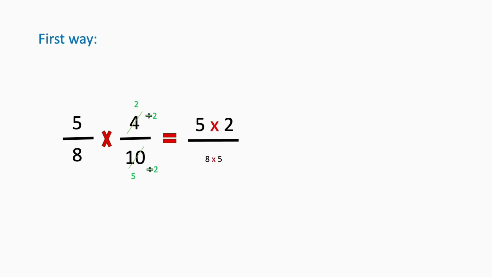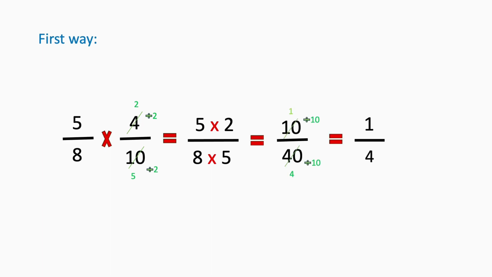Let's do the previous example in the first way. We can simplify 4 over 10 by dividing the numerator and denominator by 2. Now we have 5 times 2 over 8 times 5, or 10 over 40. Now, if we simplify the answer, we will have 1 over 4.